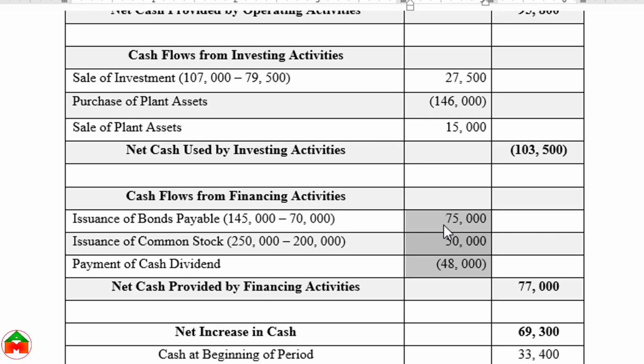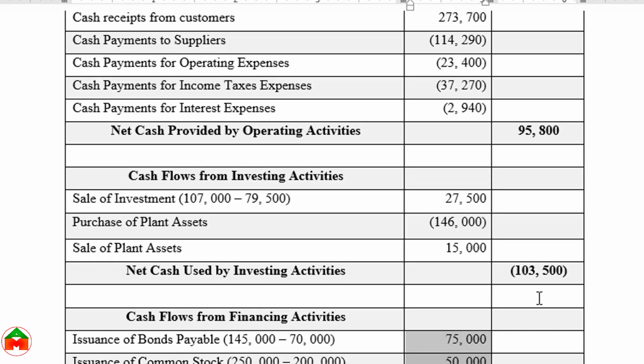Now we will adjust these three items. 75,000 is an inflow from issuance of bonds, 50,000 is an inflow from issuance of common stock, and there is an outflow of 48,000 from payment of dividend. So if we adjust these two inflows with the outflow, the ultimate result is 77,000. It's a positive figure because the inflow is higher than the outflow. So the amount is 77,000. If the inflow is higher, then we generally say it is net cash provided by financing activities.